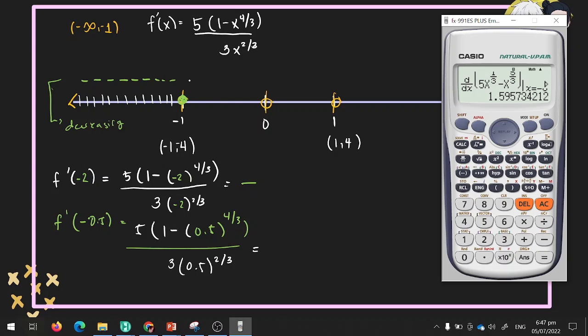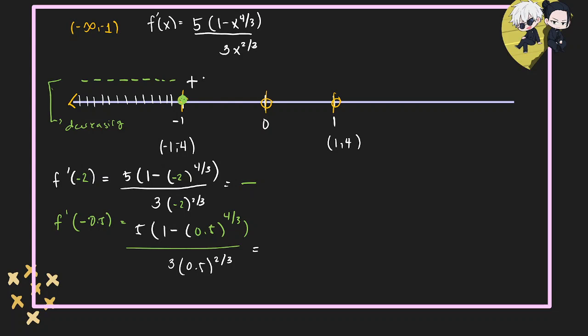Okay, so that is positive. Ibig sabihin, dito pala ay nag-i-increase siya. Therefore, this point is a local max. Okay, local max yan. Ngayon, hanapin naman natin yung nasa pagitan ng 0 at 1. Give me any number na nasa pagitan ng 0 at 1. 0.5, di ba? So substitute lang natin yon.